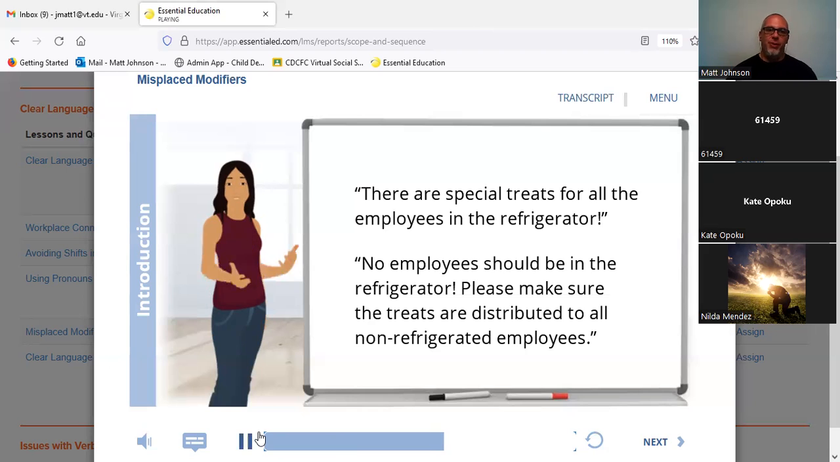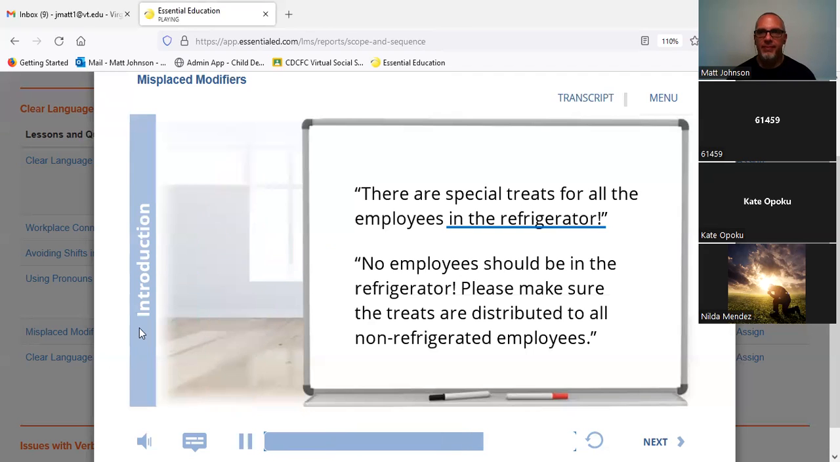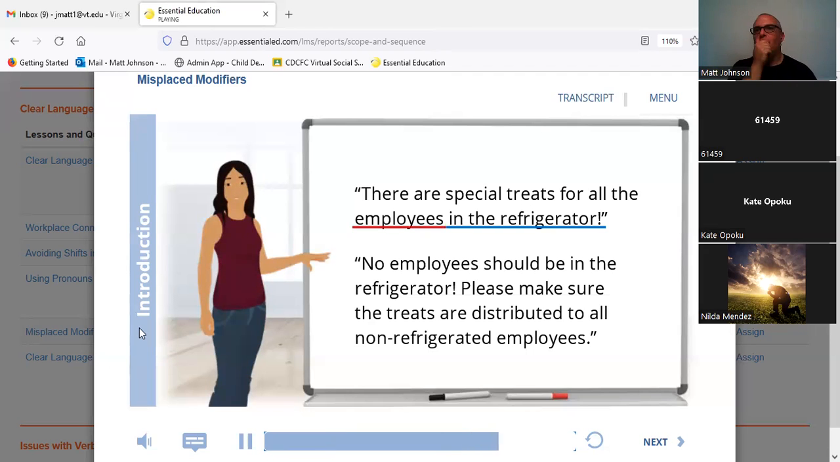Now, Alba was just joking, but can you see how the phrase in the refrigerator is unclear? Because it's right next to the word employees. It seems like the employees are in the refrigerator instead of the treats being in the refrigerator. That's what's called a misplaced modifier. I'll show you all about them.